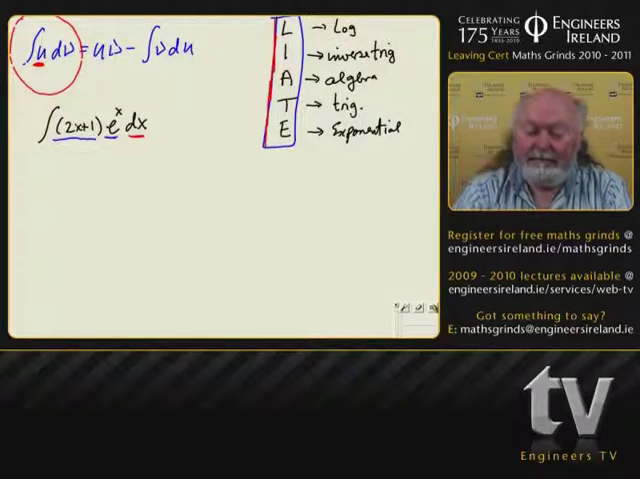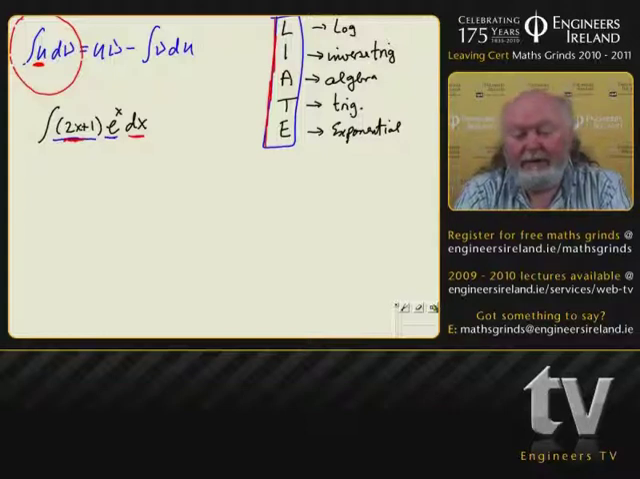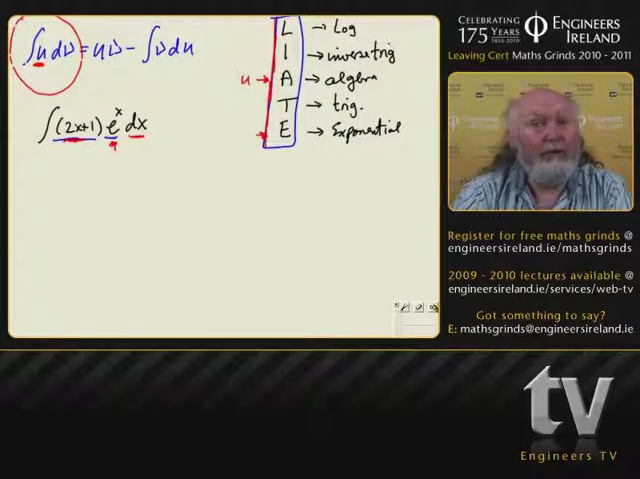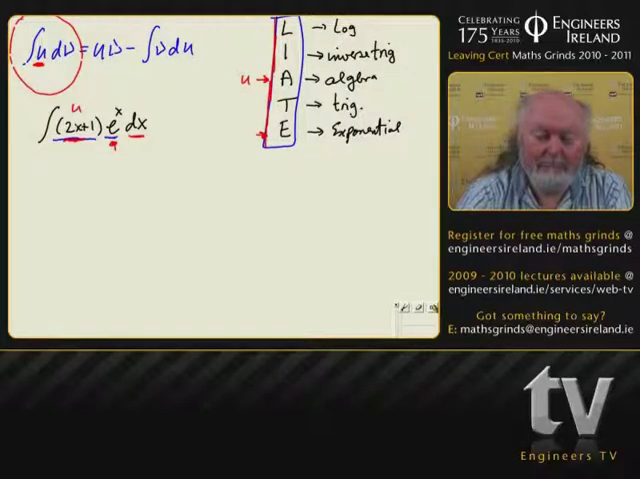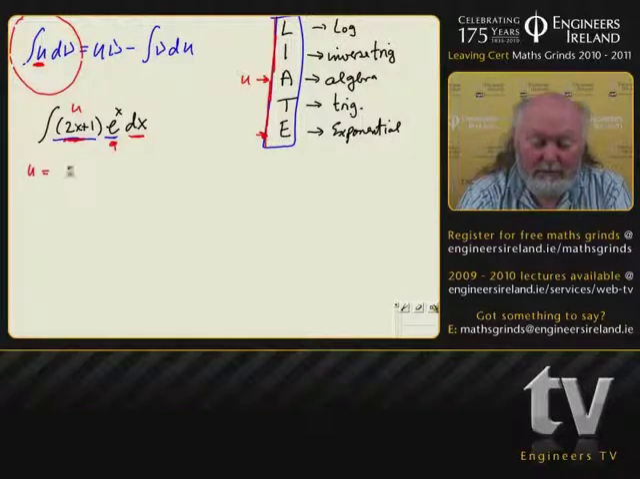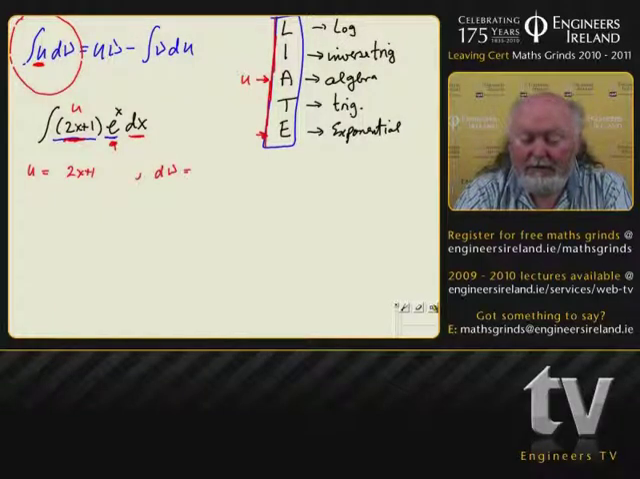Now, that's an algebraic expression. It's sitting there. This is an exponential. It's down here. So this is going to be our u. It's going to be the algebraic one, this one here. So we can say u is equal to 2x plus 1, and we can say that dv is equal to e to the x dx.